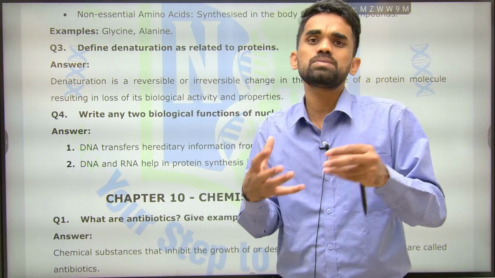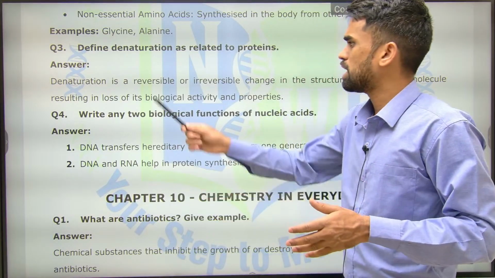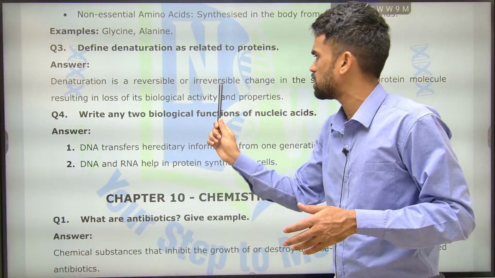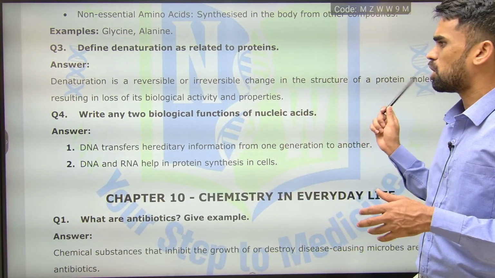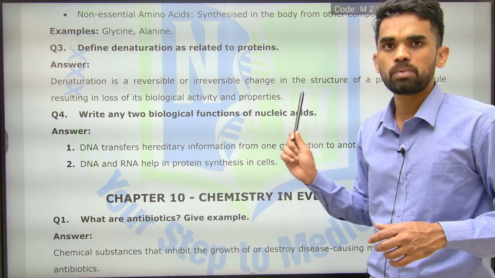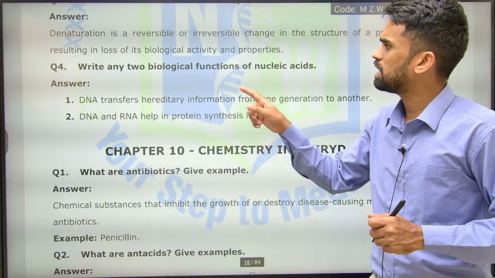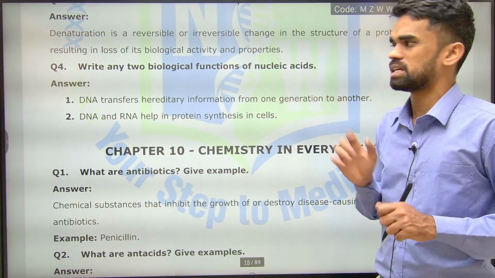Okay, so this process can be considered to be denaturation. Denaturation is a reversible or irreversible change in a protein molecule resulting in the loss of its biological activity or properties. The next question: write any two biological functions of nucleic acid.